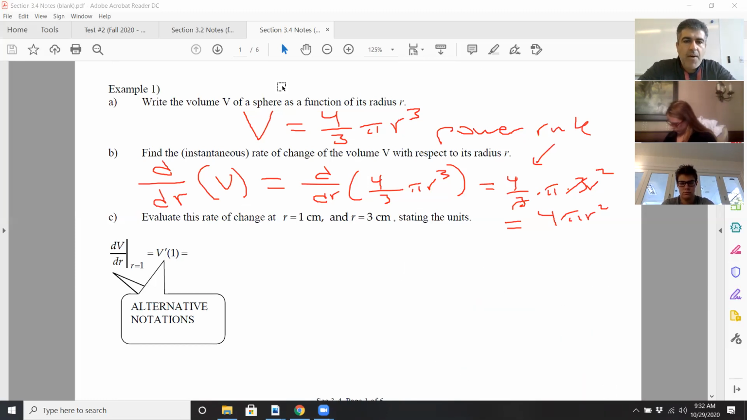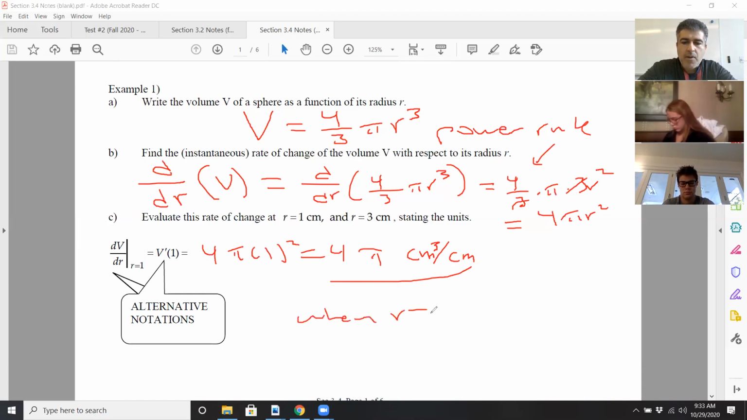Now, you're asked to evaluate this rate of change for different radius values. For example, V prime of 1 is just going to be 4 pi times 1 squared, or 4 pi. And you're going to say it changes 4 pi cubic centimeters per centimeter. So what this means is that when r equals 1, the volume changes by 4 pi cubic centimeters.